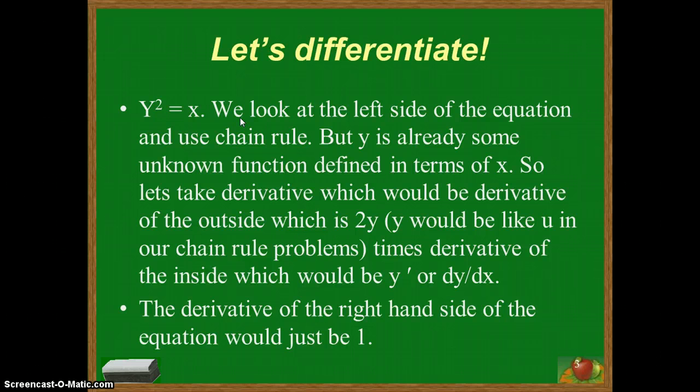But the chain rule says that the derivative dy/dx is equal to the derivative of the outside times the derivative of the inside. So 2y would be our derivative of the outside, and we would have to multiply that by the derivative of the inside function. We don't know what y equals, so we're just going to call it y prime. So the derivative would be equal to y prime. Therefore, the whole derivative of our left side would be 2y times y prime. The derivative of the right-hand side with respect to x would just be 1.